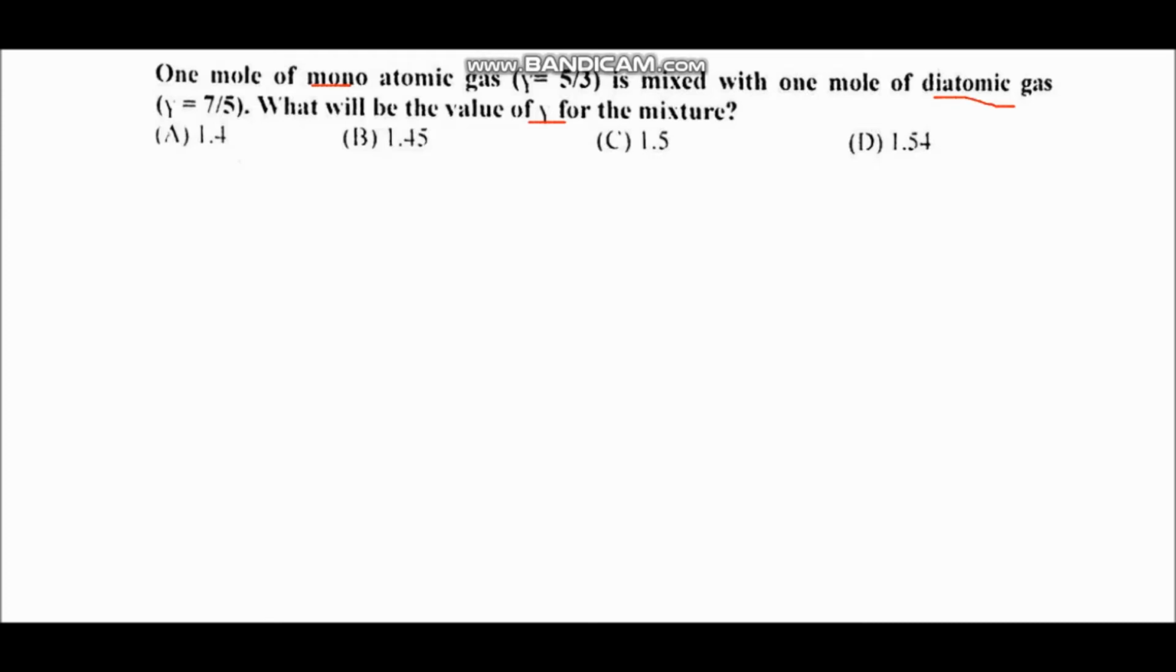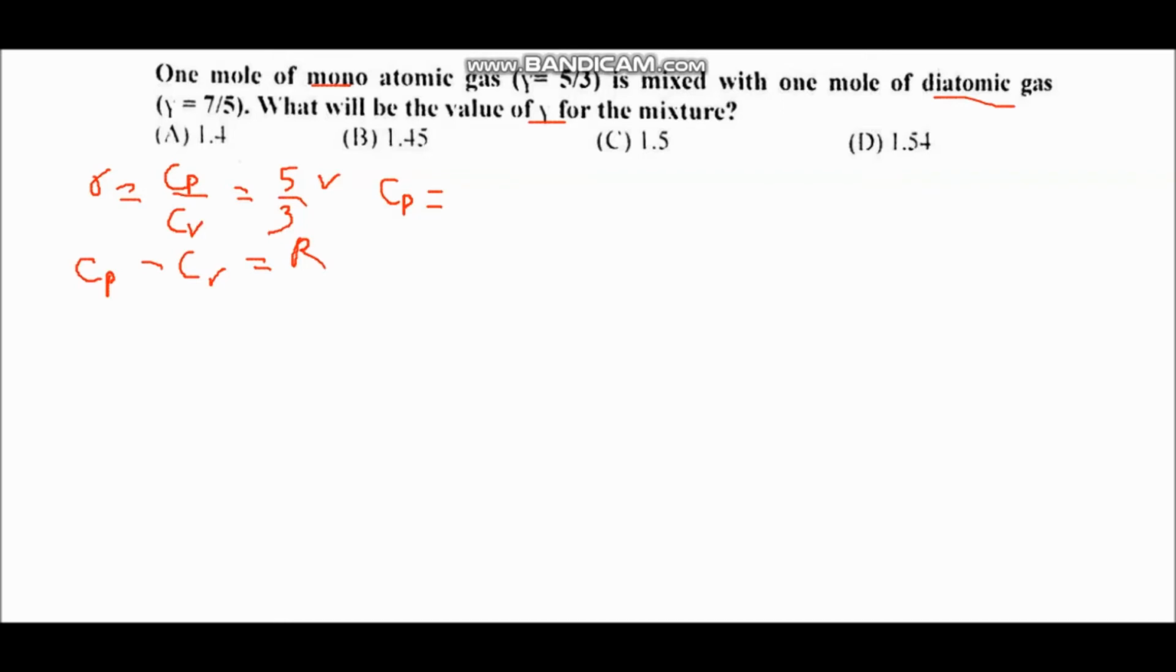So let us start with the monatomic gas. We know gamma is the ratio of specific heats, Cp over Cv. So for monatomic gas, gamma is equal to 5/3. It means Cp over Cv is equal to 5/3. And we also know the relation Cp minus Cv is equal to R. So from here we will find the value of Cp in terms of Cv.